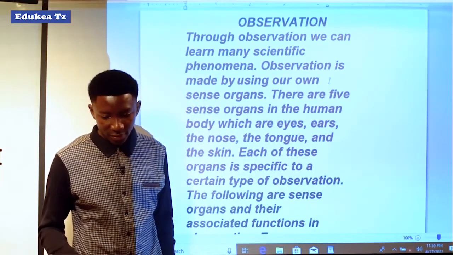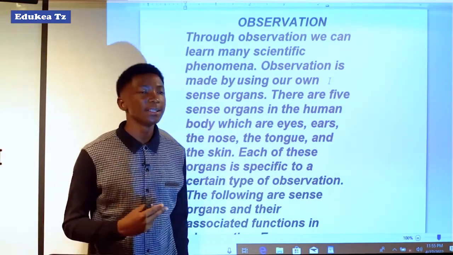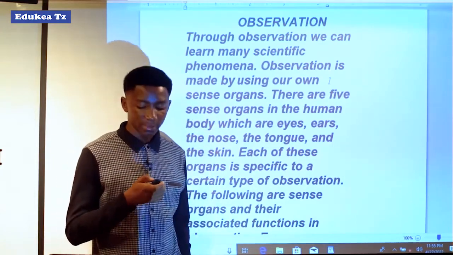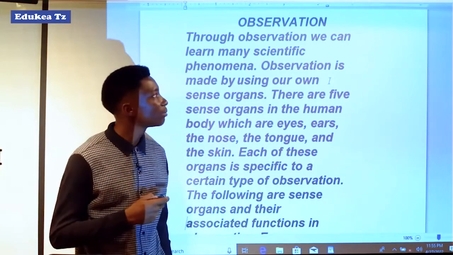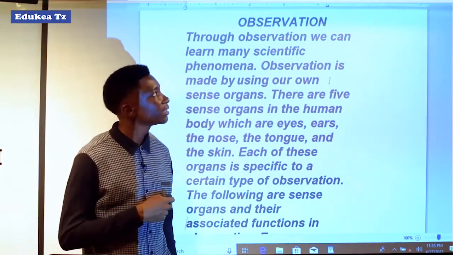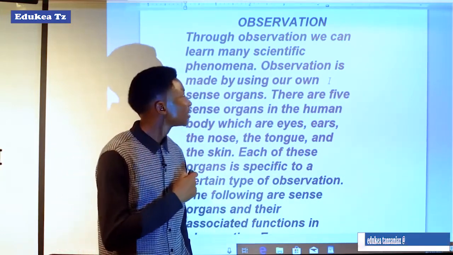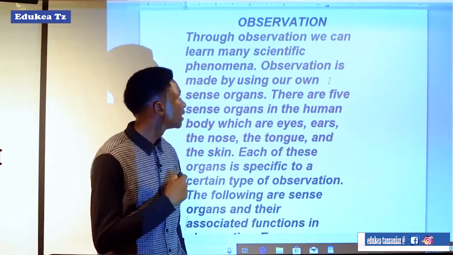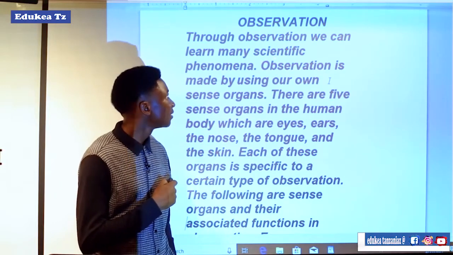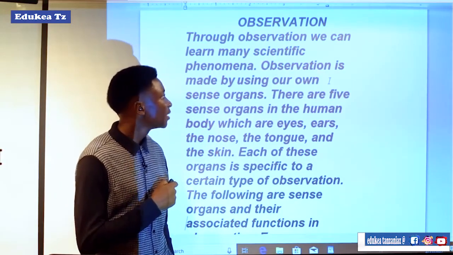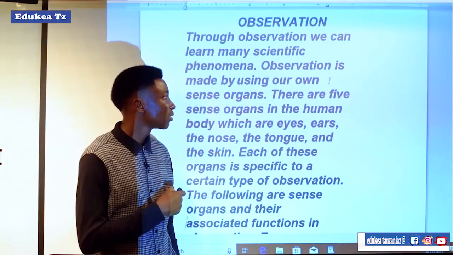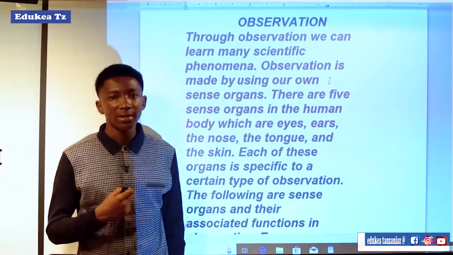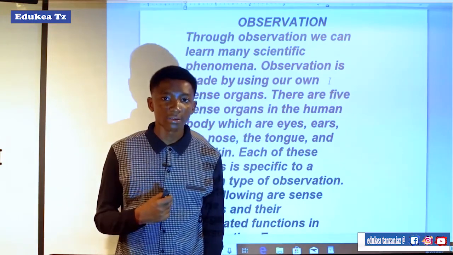Let's start with observation, because we say there are three basic things when conducting the scientific process, and number one is observation. Through observation we can learn many scientific phenomena. Observation is made by using our own sense organs. This is the point: observation is made by the sense organs that we have.